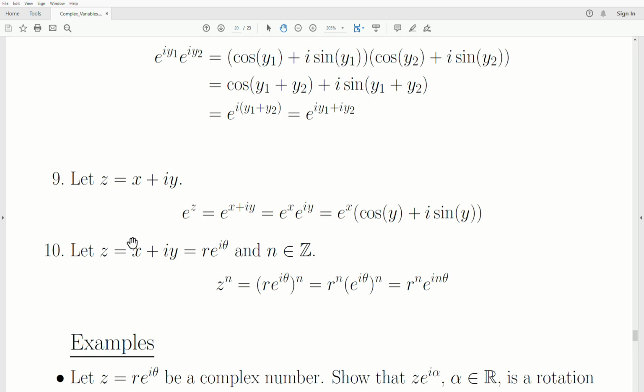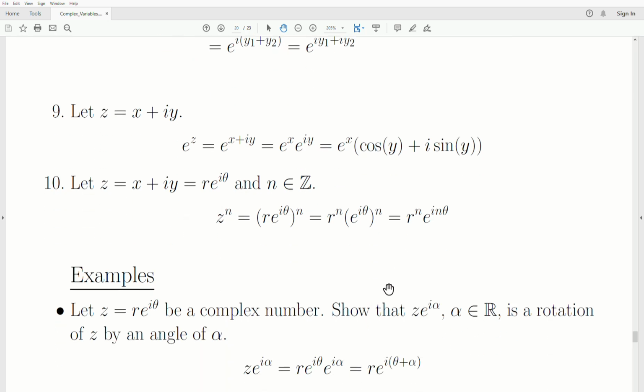Let z be a complex number in polar form, where n is an integer. And if we look at z to the n, z, of course, in polar form is this, raised to the nth power. So then we can distribute the n, but e to the i theta, this is part of de Moivre's theorem, where you just take n times the angle. So e to the i n theta. And so a complex number raised to the n can be thought of as this, r to the n, e to the i n theta.